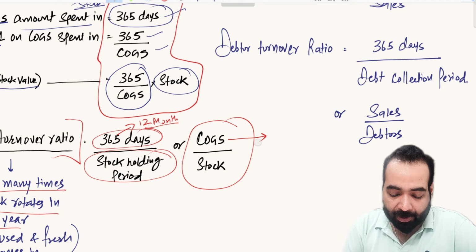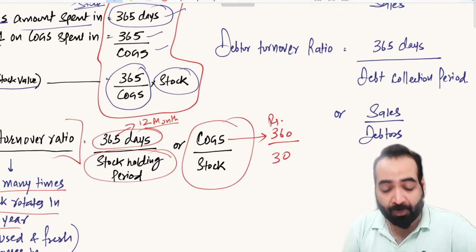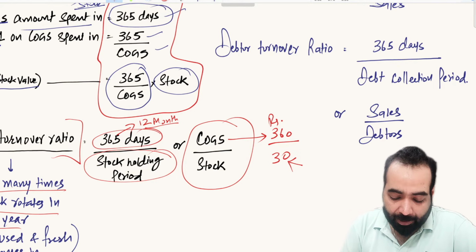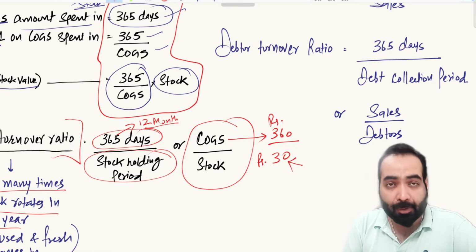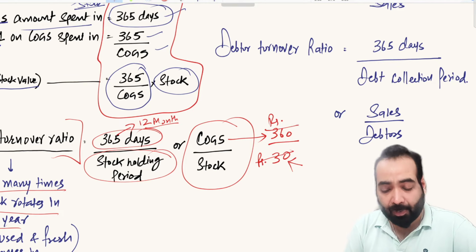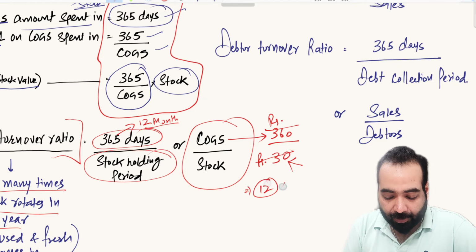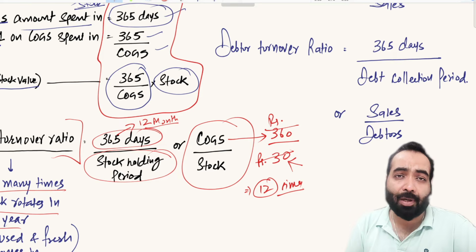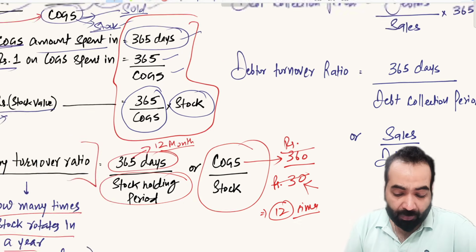So COGS represents the total amount that you have spent. Suppose you have spent rupees 360 in a full year, and you have inventory of rupees 30. So this inventory of rupees 30 represents the average stock that you keep in your premises all the time, right? Both of these items are in terms of rupees only. So you divide 360 by 30, then you get 12 times as your answer. So you do COGS divided by stock, then you will also get the stock turnover ratio, right?